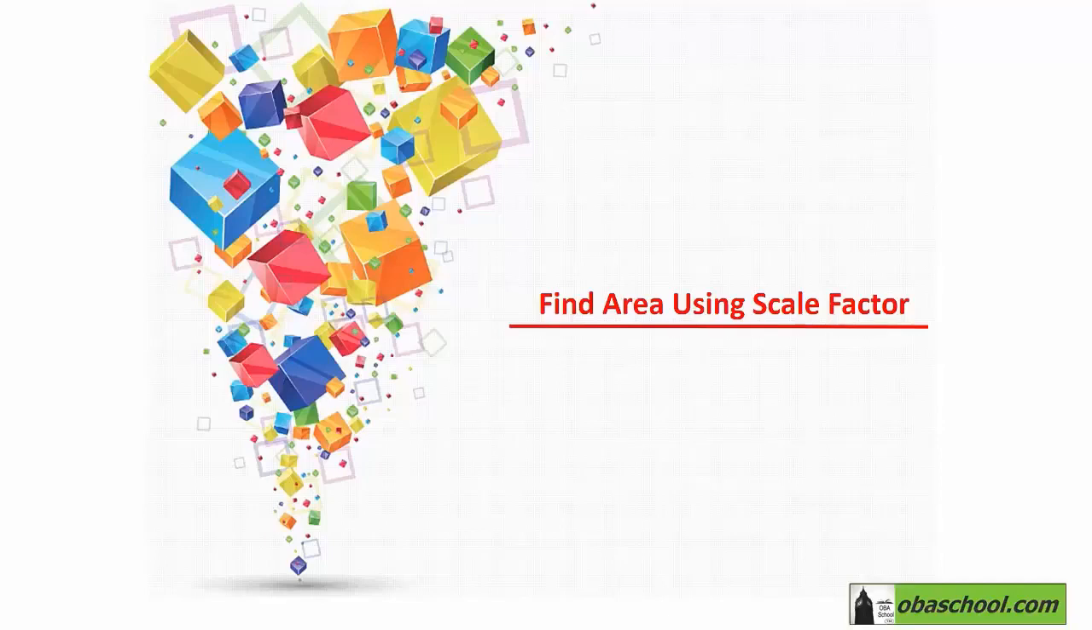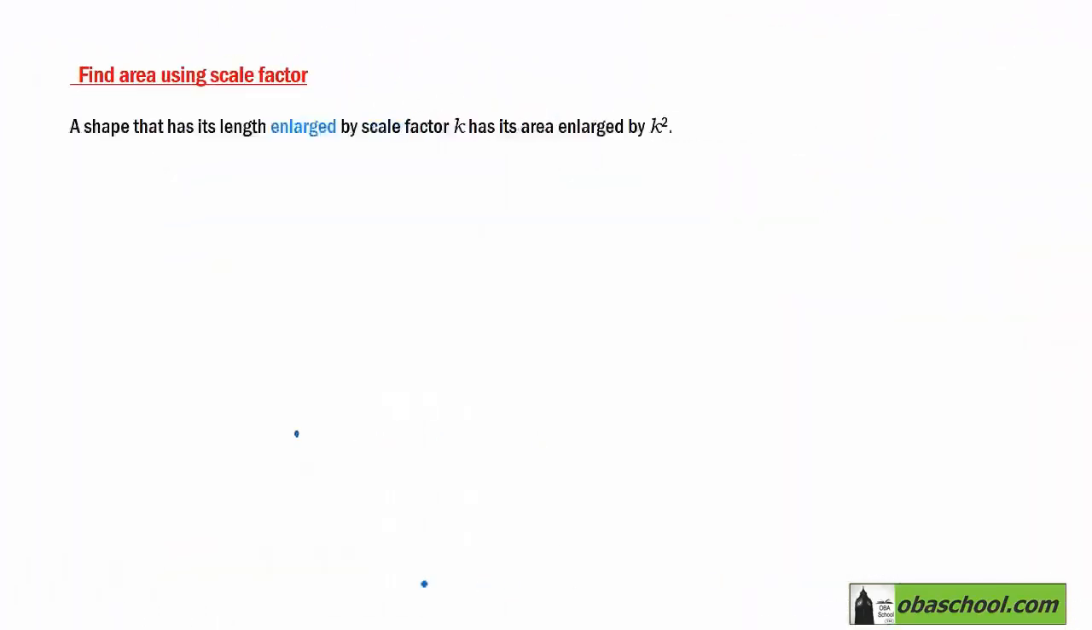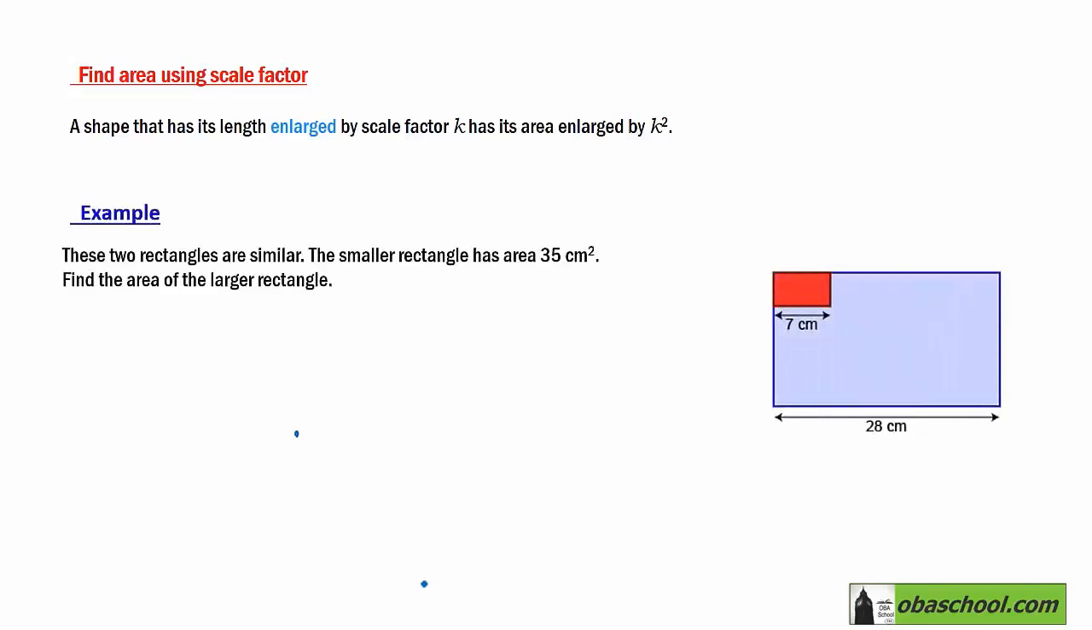In this tutorial, we're going to be finding the area using scale factor. So let's go ahead and see with this example how you can find the area using the scale factor. A shape that has its length enlarged by scale factor k has its area enlarged by k squared. So keep this in mind. If the length is enlarged by k, then the area is enlarged by k squared. This is a golden rule that you need to take note of.